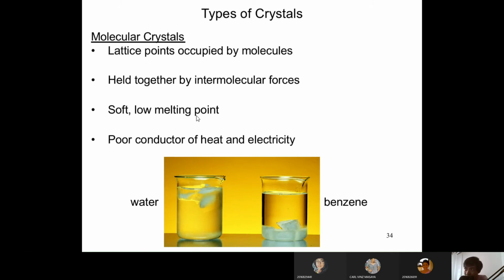So, soft siya and mababa yung melting point. For example, yung water, no? Yung yellow. Malambot yan kasi ginangat-ngat ko yan eh. Mababa din yung melting point niyan kasi magme-melt agad yan at 0 degrees, di ba? And they are also poor conductor of heat and electricity, no? So, yan yung ating molecular crystals.